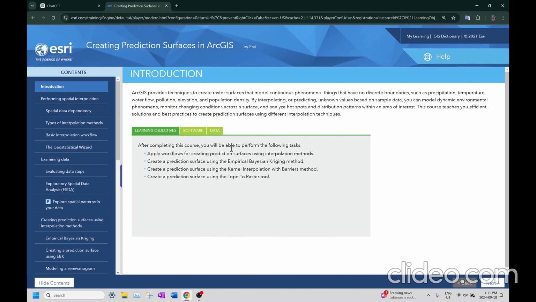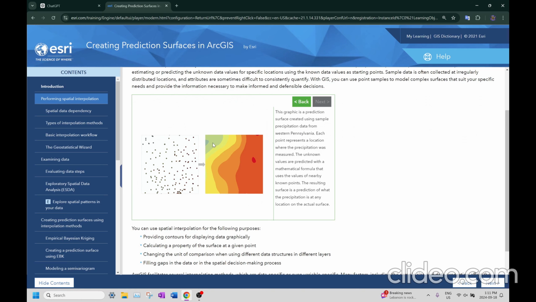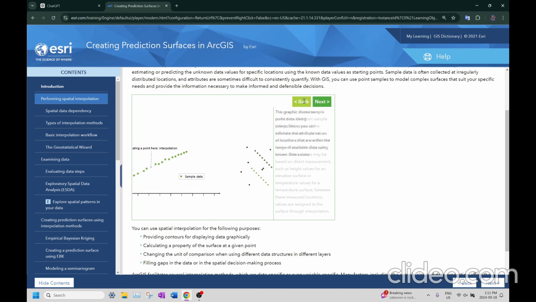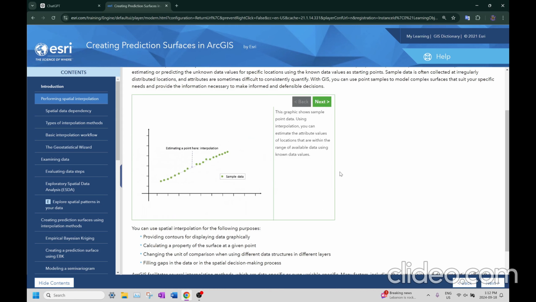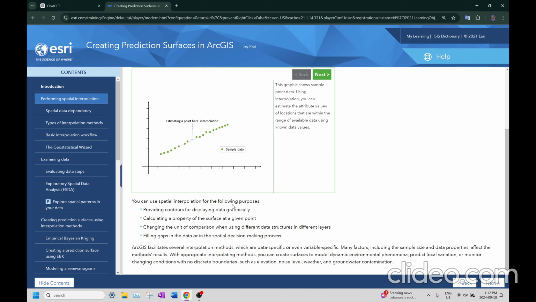So we just made some interpolation service. And here's the basic concept of interpolation. Surface 3D, 2D. The certain application scenario which includes contour, 3D surface at given point.